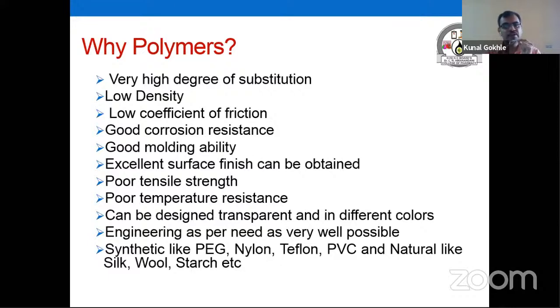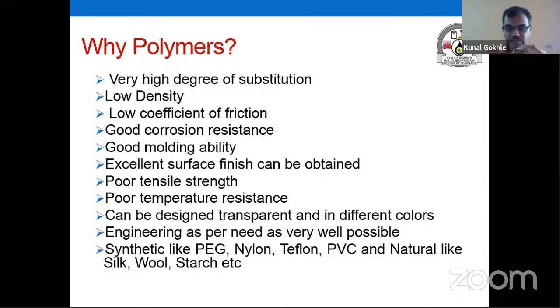On the other hand, they have very poor tensile strength and very poor temperature resistance. And we can design, as per our need, either transparent polymers or polymers of varied color to increase the aesthetic appeal of our product. So I can say we can engineer the polymer as per our need, and it is very well possible if we have a basic knowledge of chemistry and of synthetic chemistry.